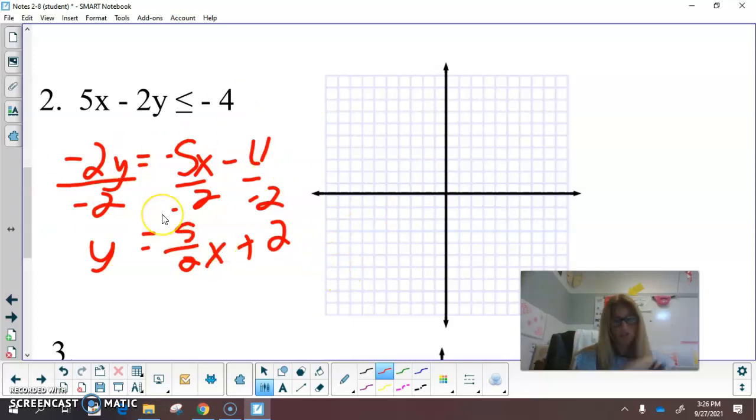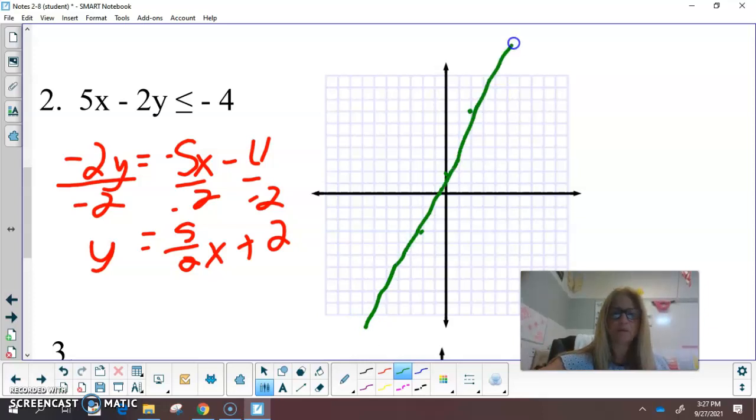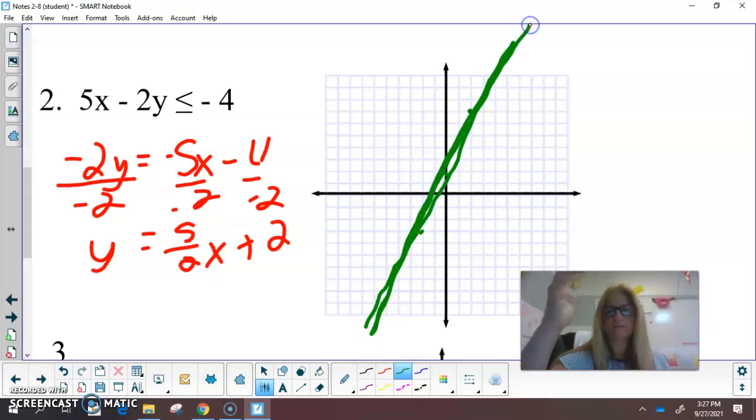So I solve for y, and now let's graph it. You're coming up 2 at your y-intercept, and then it's up 5, so 1, 2, 3, 4, 5, over 2. And then I'm going to go down 5. There are my points. Is it open or closed? It is closed, so we're going to make a solid line.